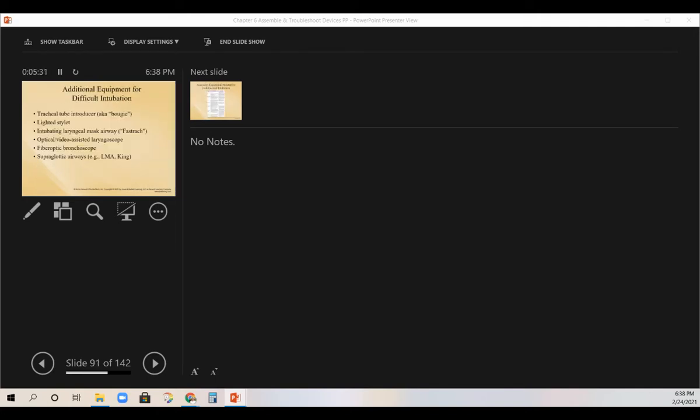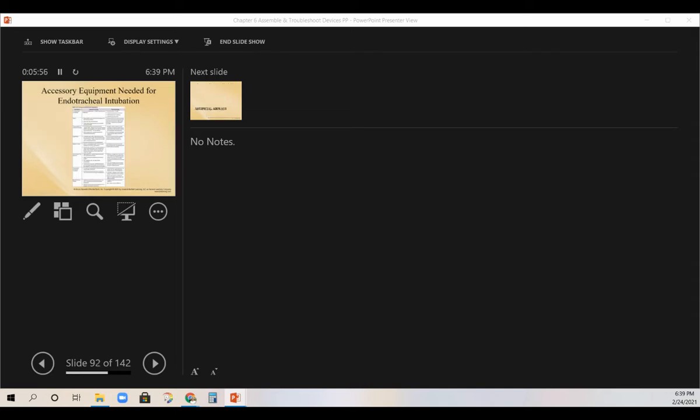Additional equipment could be a tracheal tube introducer, such as a bougie, or a lighted stylet. Also, a bougie could be used for what? A trach tube changer. A lighted stylet, you could use that. Intubating laryngeal mask, a Fastrach. An optical video-assisted laryngoscope, a fiber optic bronchoscope, or a supraglottic airway, such as an LMA or a King airway.